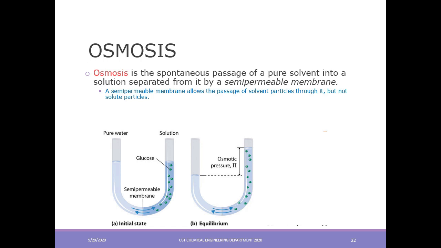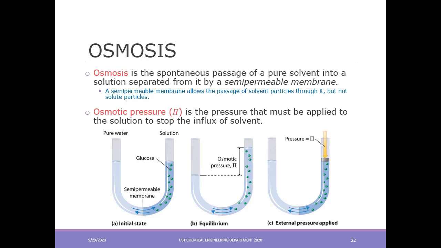Instead, we can look at osmotic pressure, represented by the capital Greek letter pi, as the pressure that must be applied to the solution to stop the influx of solvent. This arrangement is simpler since there is no flow of solvent and the solution concentration remains unchanged.